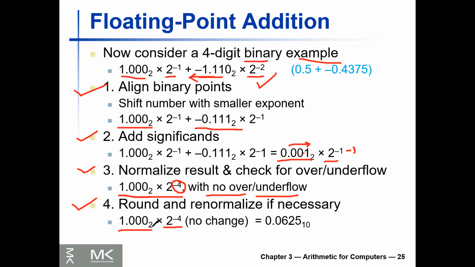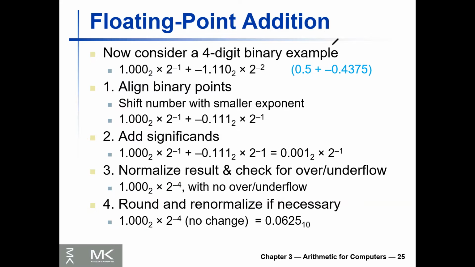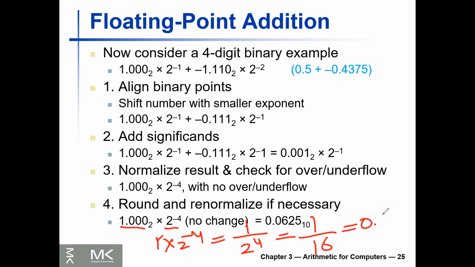But the result is in binary. We have to convert this one into decimal. In order to convert into decimal, girls, it's again very simple, because it is 1.000 multiplied by 2's power minus 4. Yani I can also say 1 over 2's power 4, which means 1 over 16. Yes, so 0.0625 in decimal.